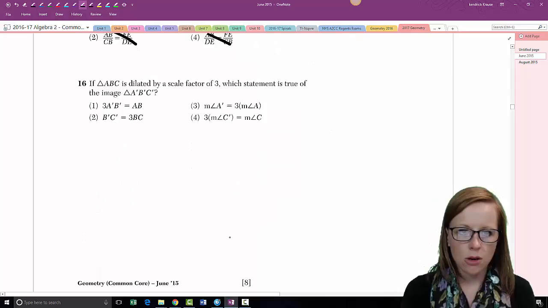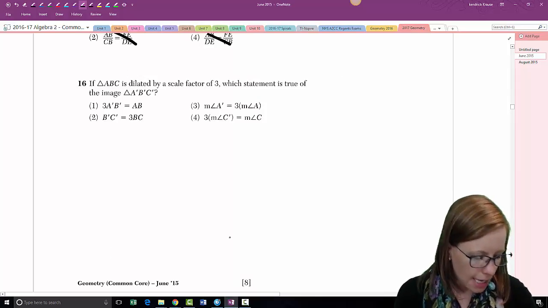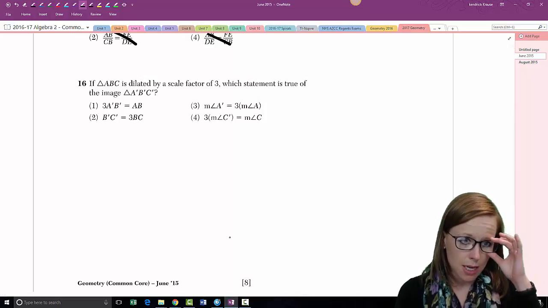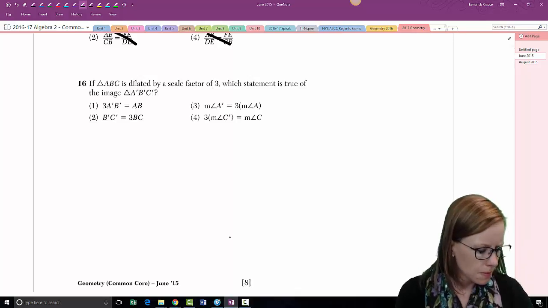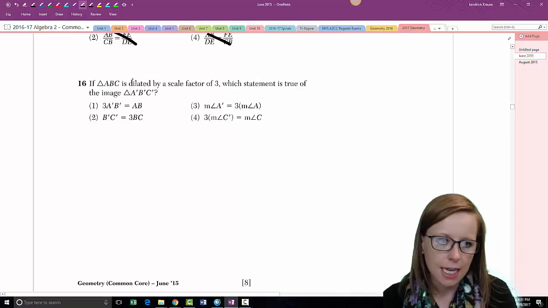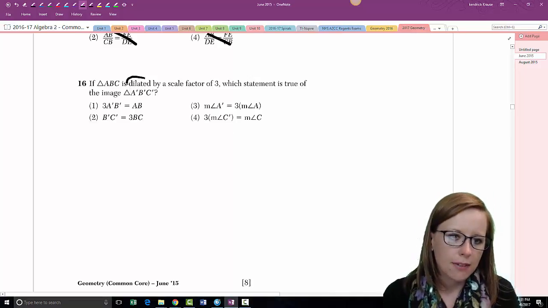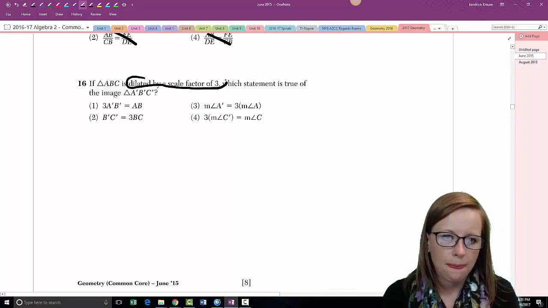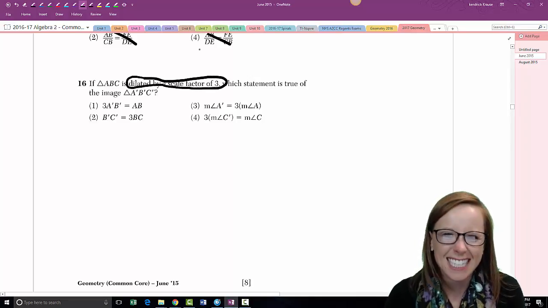All right, so dilation. Dilated by a scale factor of 3. Which statement is true? The big deal here is the dilation. Dilated by a scale factor of 3.